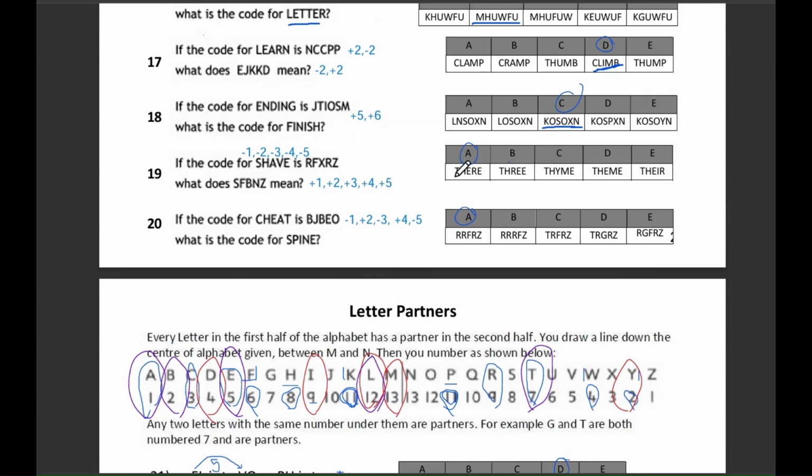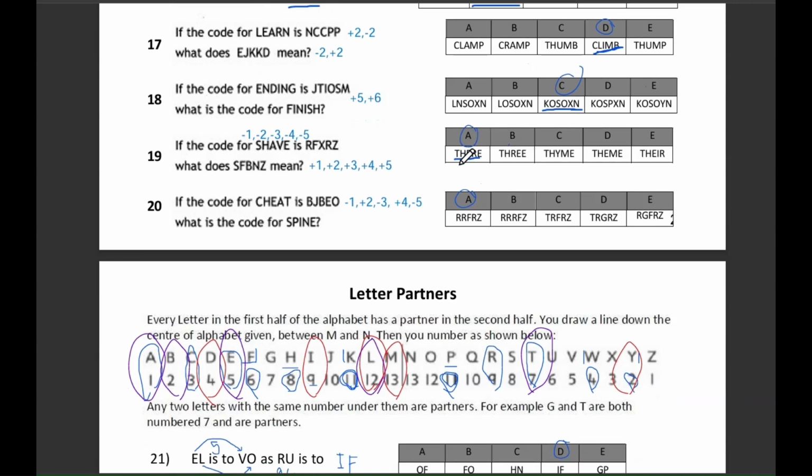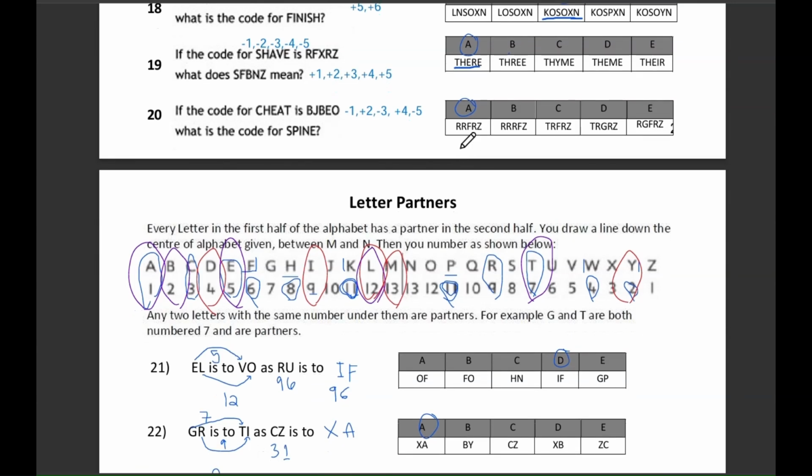Now we need to find what SFBNZ means. S to T is +1, F to H is +2, B to E is +3, N to R is +4, and Z to E is +5. So this gives us the word there. That means the correct answer is A.